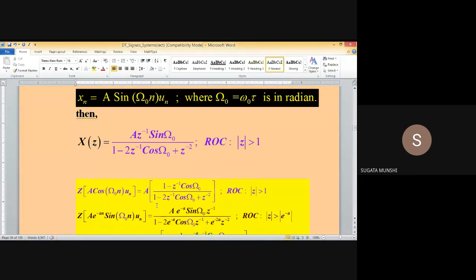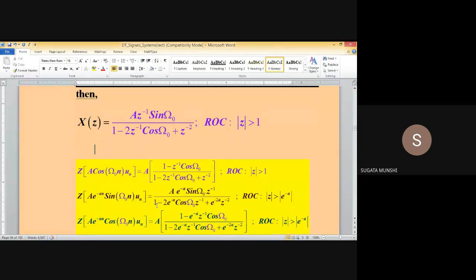A cosine omega 0 n u[n] in the same line as I have mentioned, and I have given you the answer here. So ROC here is magnitude of Z greater than 1.